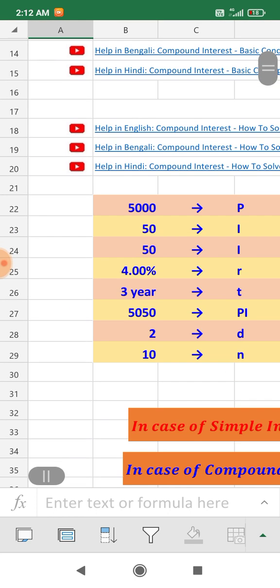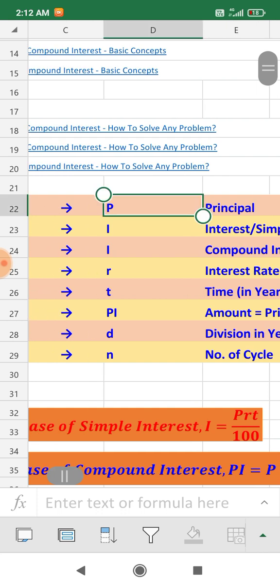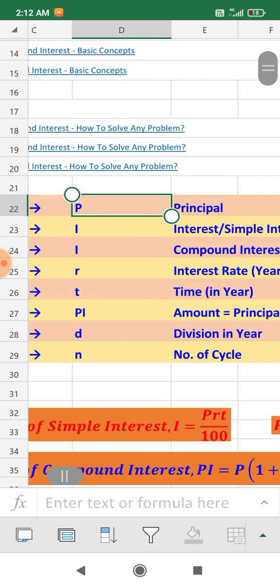Okay, now coming to this term P, principal. P, principal. This term is exactly the same as simple interest. We know about the simple interest already. So this is exactly the same thing.